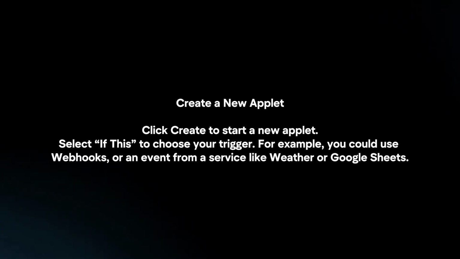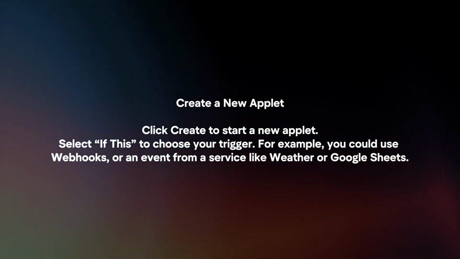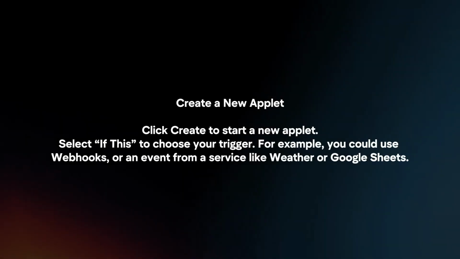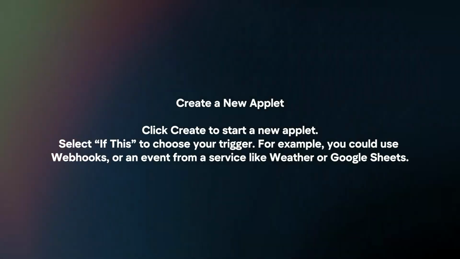Create a new applet. Click Create to start a new applet. Select If This to choose your trigger. For example, you could use webhooks or an event from a service like Weather or Google Sheets.